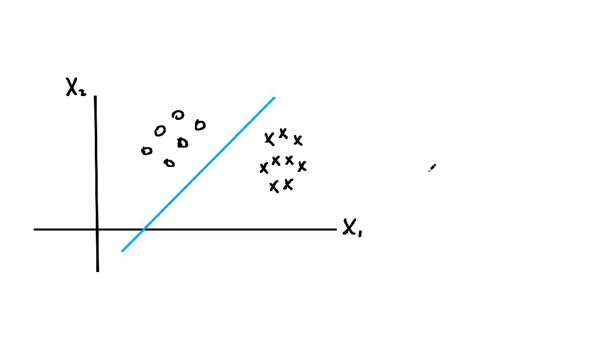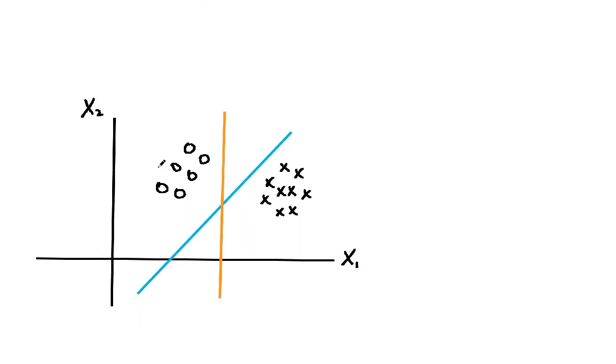Now, note that there are multiple hyperplanes that separate our points. So here we have the blue line and also the orange line. They both separate the points. We want to choose our hyperplane such that the hyperplane is as far from each point as possible. Okay, let's make this more precise.